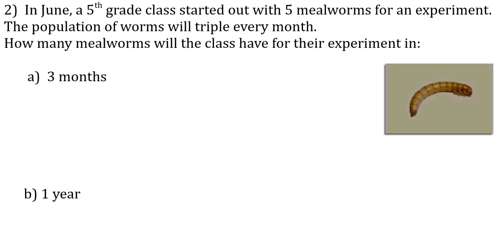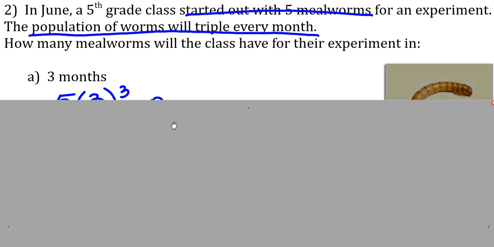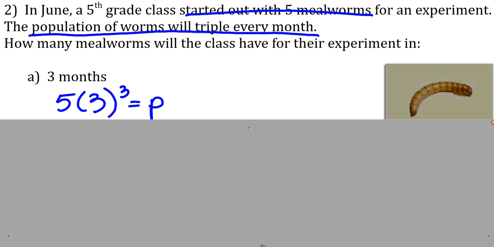The class is starting with 5 mealworms, and it's tripling every month. That means our multiplier is 3, and we're measuring in months. So our first time period, 3 months, that's representing our exponent. So the population P comes from 5 times 3 to the 3rd power.